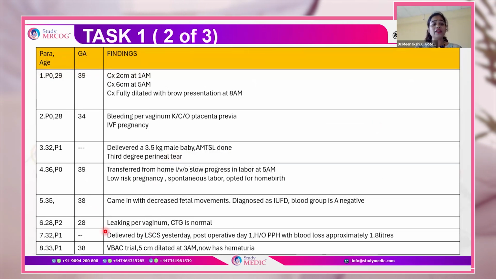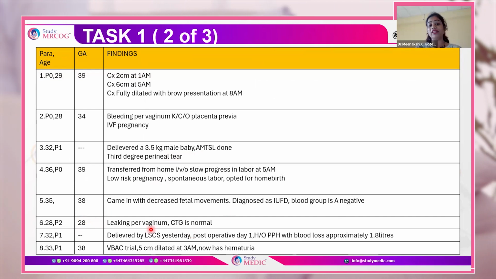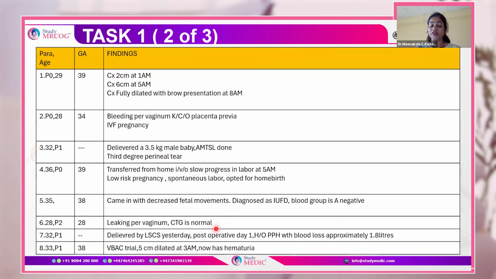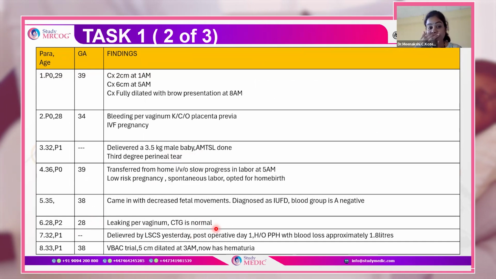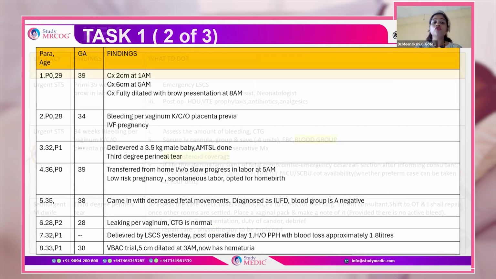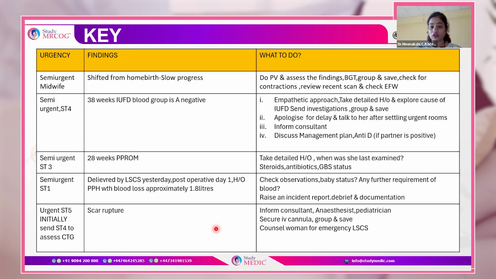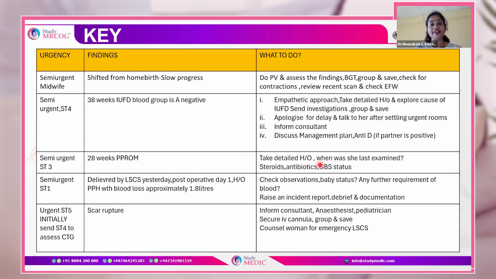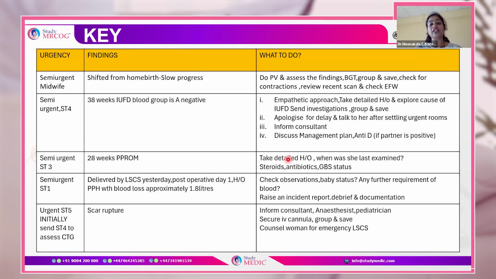And the next one is about the 28-weeker who presented with leaking per vaginum, and her CTG is normal, right? So here the CTG is normal, which is reassuring. Okay, so you can send in your junior first, ask to take a detailed history for any risk factors, and when she was last examined, and steroids, antibiotics, as well as GBS status also need to be seen.